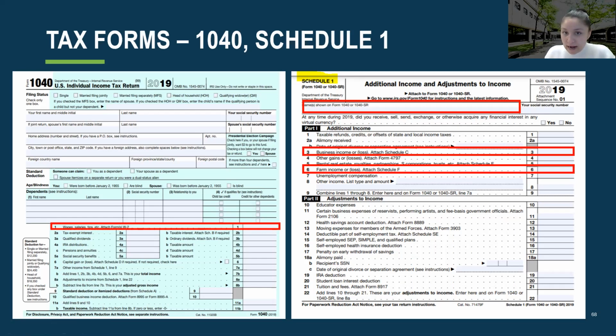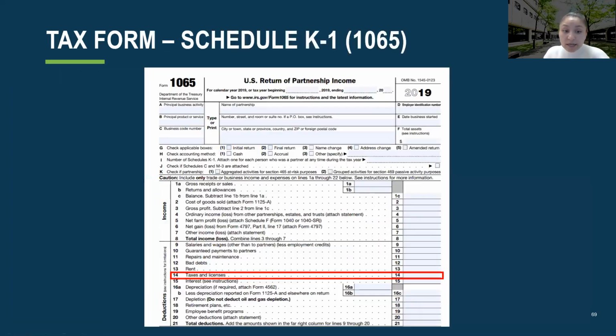And if you have a Schedule K1, you will also add line 14. Okay, which is right here. Okay, and you will add everything together, and that will be your adjusted gross income. So keep that in mind.